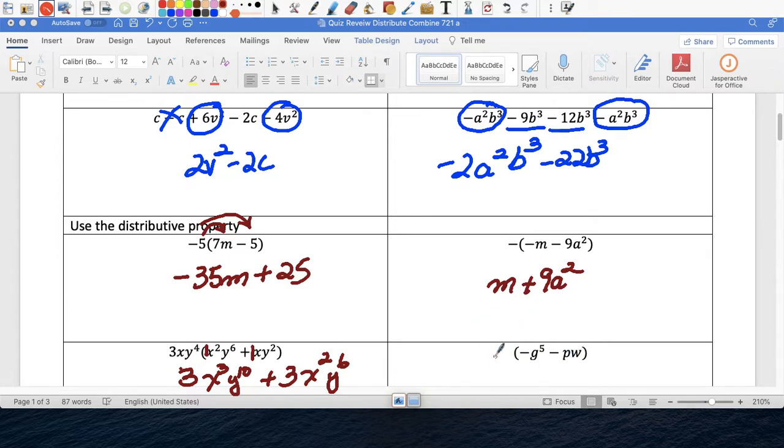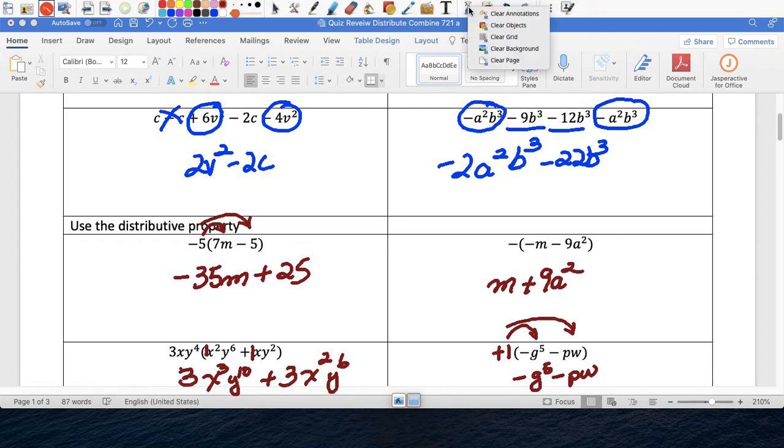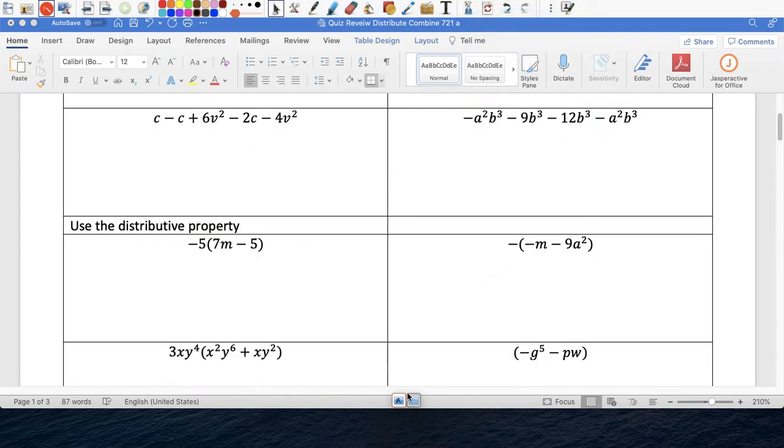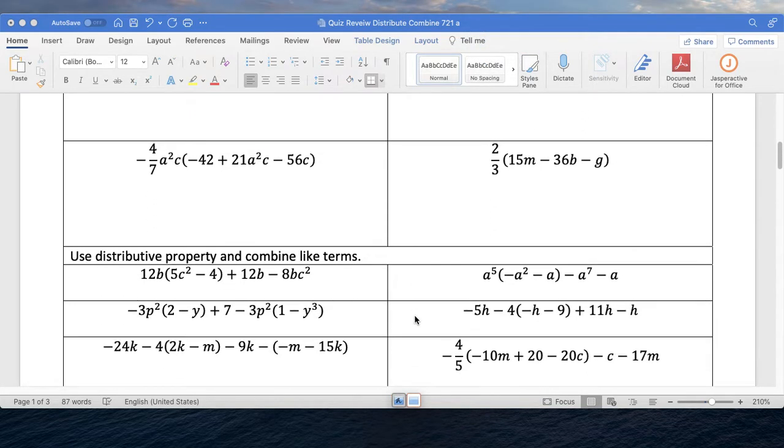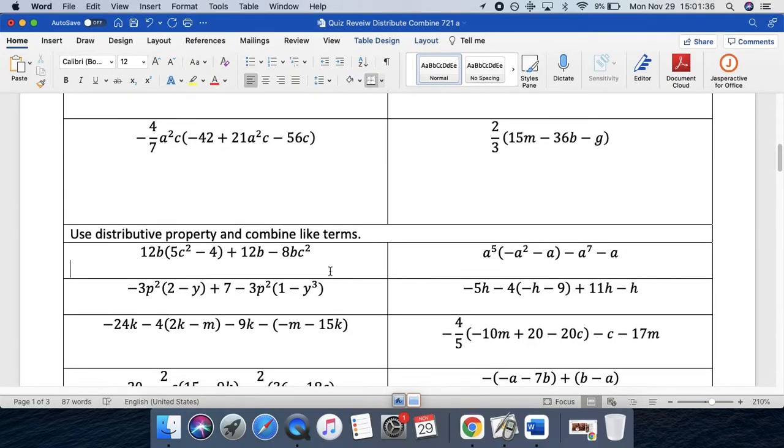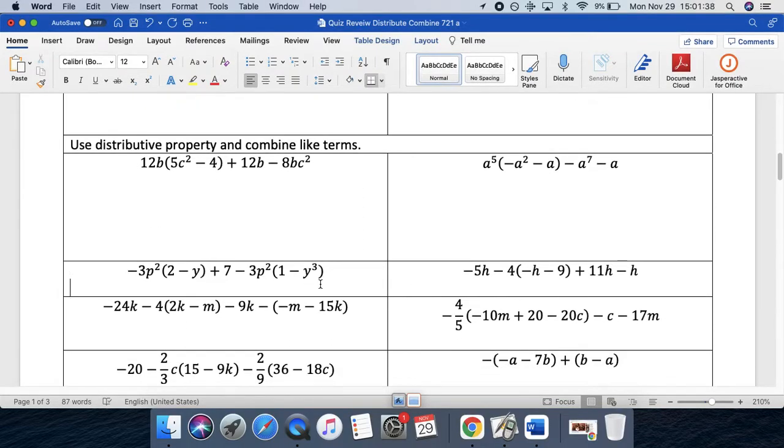There's nothing outside the parentheses. There is an invisible 1, and it's positive, right? So when you remove the parentheses, if you do the distributive property, they come out exactly as they were inside the parentheses. No big deal there. Oops, sorry. Let me move this a little bit. Distributive property combine.